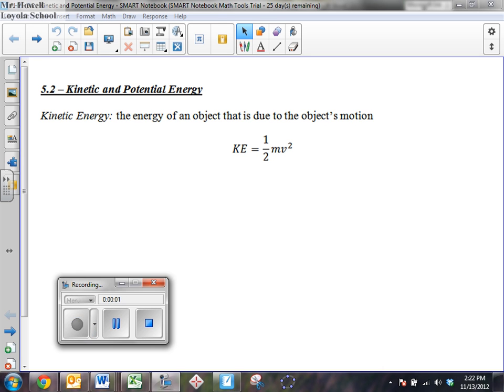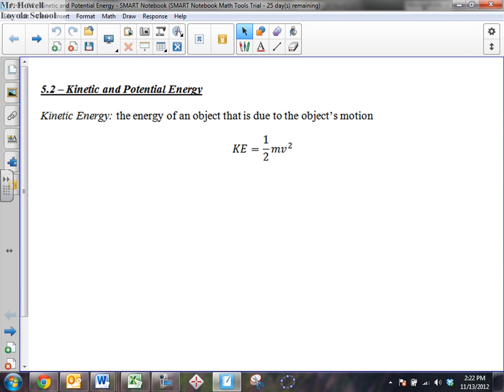Today, I'll give you a little outline. We start section 5.2. 5.2 is going to be about types of energy. Quiet, guys, please. Specifically, we're going to talk about kinetic and potential energies. Today, we're really only going to look into kinetic energy.